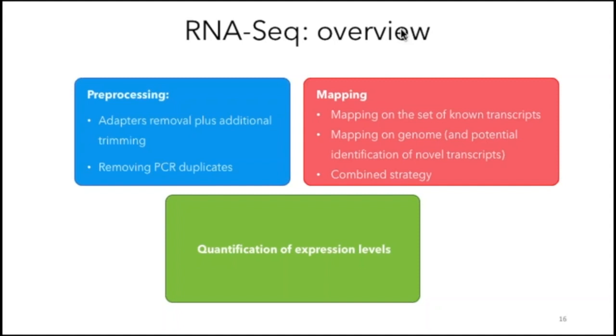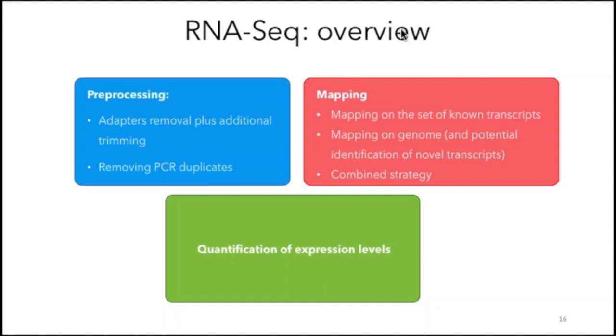Step 1 is pre-processing of the data, and notice the colors. The colors are going to correspond to what you will see on the platform, just so that visually you will be able to spot those different methods. So pre-processing: adapters removal and additional trimming, and then removing the PCR duplicates.